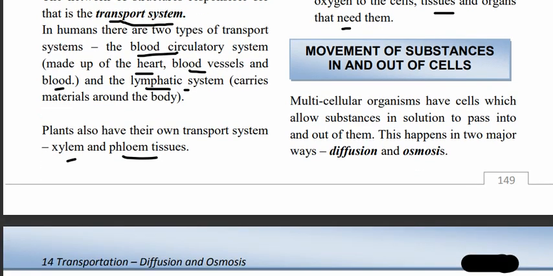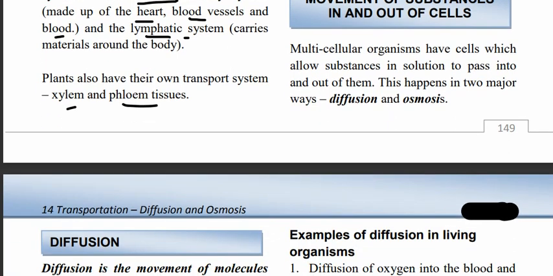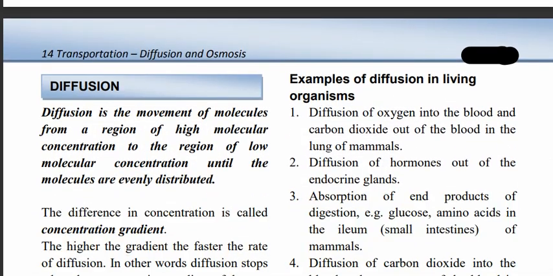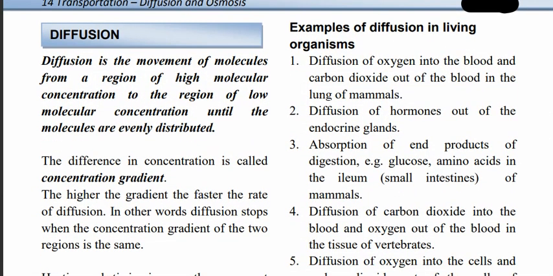Movement of substances in and out of cells. Multicellular organisms have cells which allow substances in solutions to pass into and out of them. This happens in two major ways: diffusion and osmosis. Now, what is diffusion?